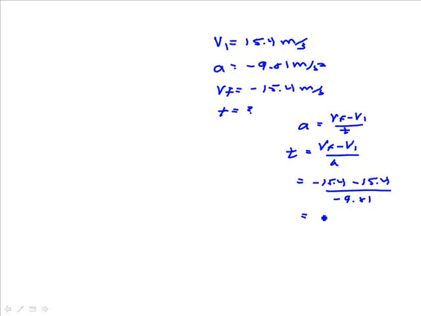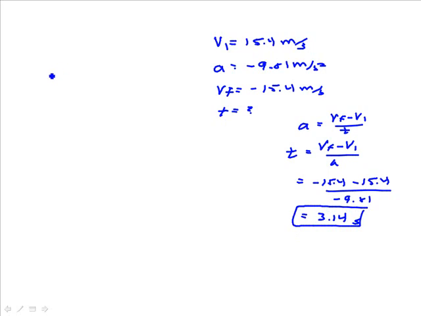Now a lot of people make the mistake of looking at negative 15.4 minus 15.4 and thinking that's equal to 0. It's actually not equal to 0, it's equal to 30.8. So the change in velocity from the time it left the ground, which was positive 15.4, to the time it hits the ground, was actually 30.8. If you divide that change by the acceleration of gravity, you get 3.14 seconds as the time of flight. So 3.14 seconds is the time that that rock is in the air.